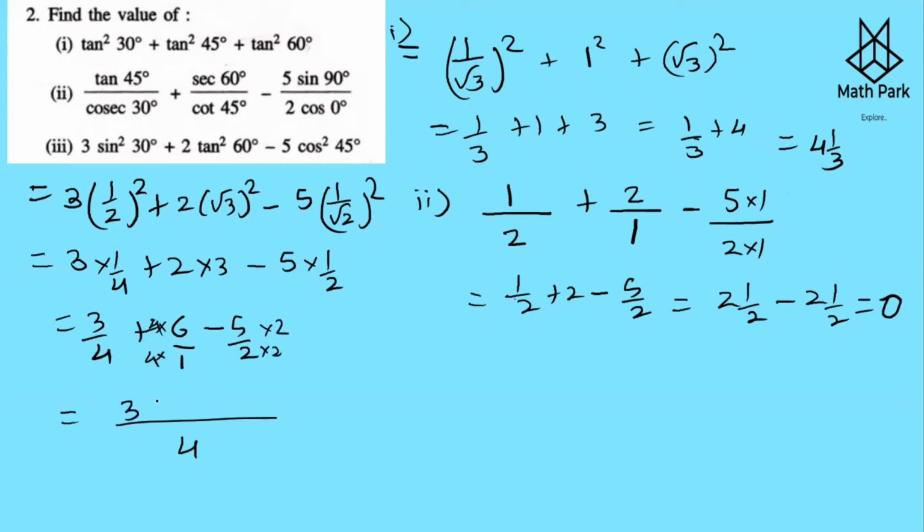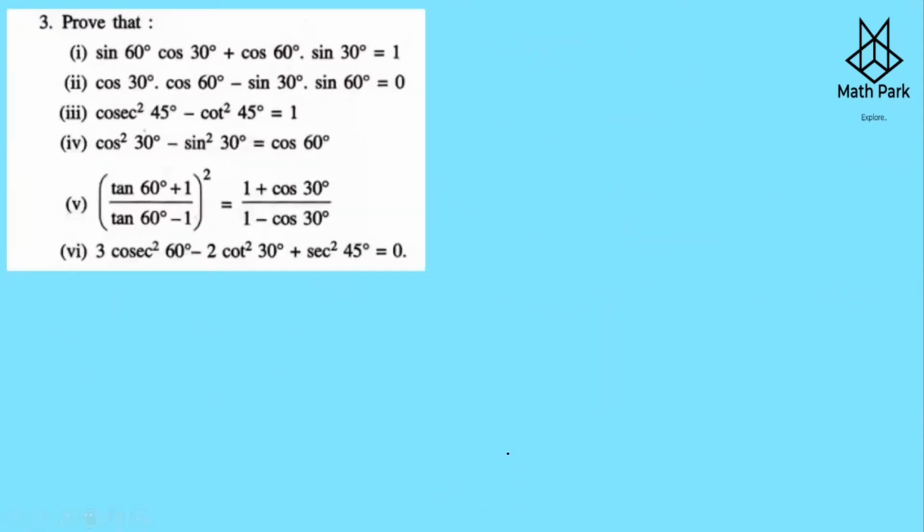So we get 3 plus 6 4s are 24 minus 10. So 3 plus 24 is 27. 27 minus 10 is going to be 17. So 17 upon 4, which we write as a mixed fraction. 4 4s are 16, 16 plus 1 is 17, so 4 1 by 4. Moving to question number 3.